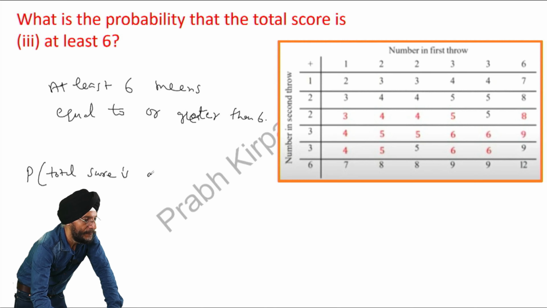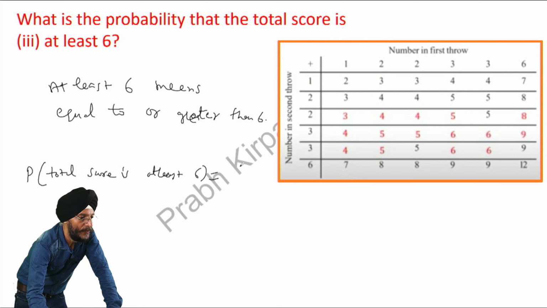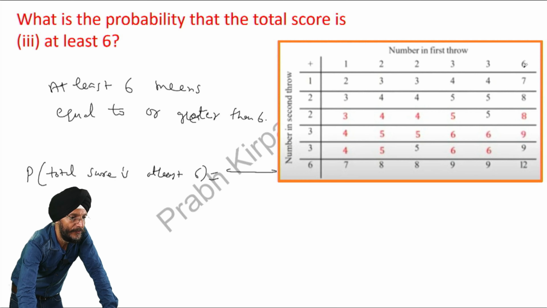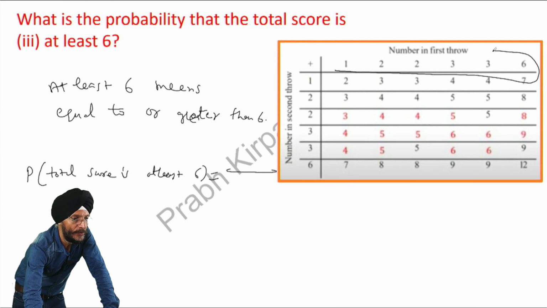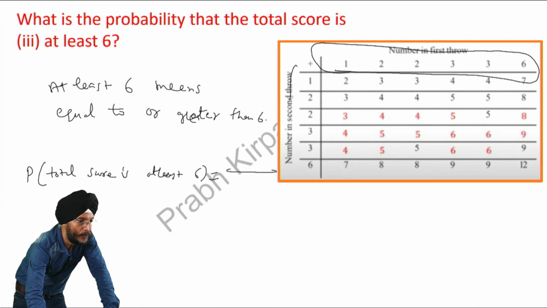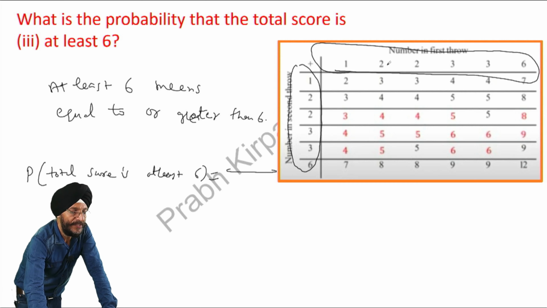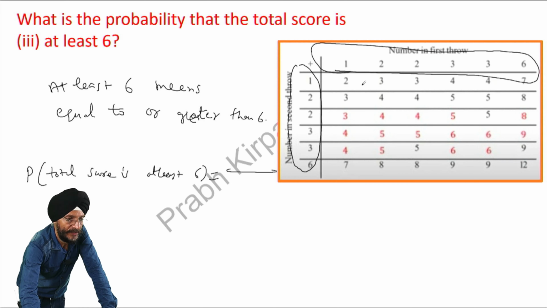Total score is at least 6 is equal to number of favorable outcomes. Number of favorable outcomes we will find out. We are not to count the first line because these are only the numbers which were appearing on the dice. So we will start from here. Total score is at least 6.